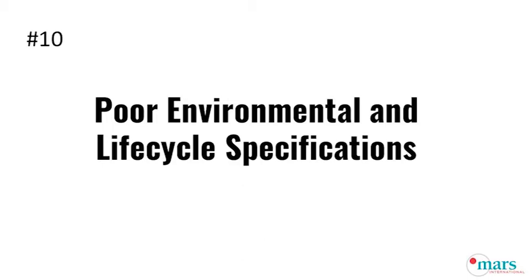Our number 10 product spec mistake is poor environmental and life cycle specifications. As I mentioned, specifications are intended to cover everything there is about your product, right? Ultimately, they should cover all the elements that make it go. And while people think about functionally what it is, sometimes the environmental considerations or what we call the life cycle considerations are left out and don't really come into play until it's maybe too late and the product's already out in the field or you're making prototypes.